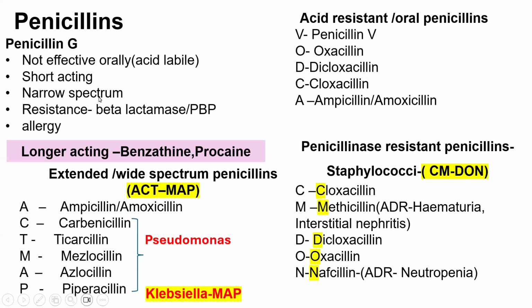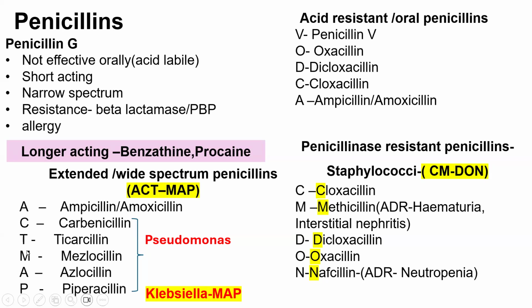And extended spectrum: since penicillin G is a narrow spectrum, we can use extended spectrum penicillins. This is very important. You can remember this extended spectrum with the mnemonic ACT-MAP. ACT is nothing but A for ampicillin or amoxicillin, C for carbenicillin, T for ticarcillin. Okay, ACT. And MAP. MAP is for mezlocillin, azlocillin, piperacillin.